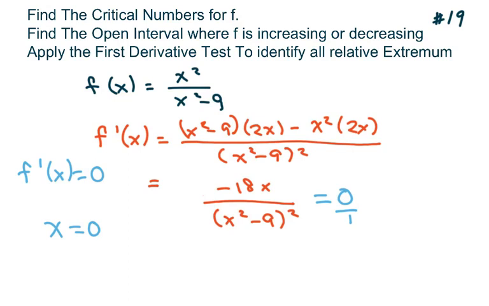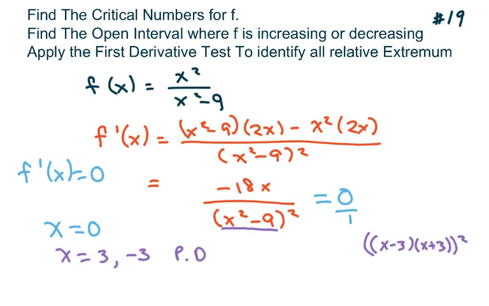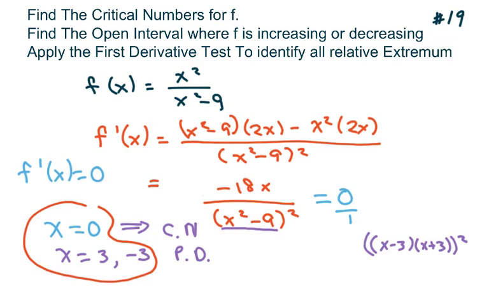However, in here we have 2 points of discontinuity, because you can factor that as x minus 3 times x plus 3. You can put the square there if you want. And that would make the denominator 0 if x was 3 or x was negative 3. So these are my points of discontinuity, and this one is my critical number. So I'm going to use all three of these to help me with my test intervals.